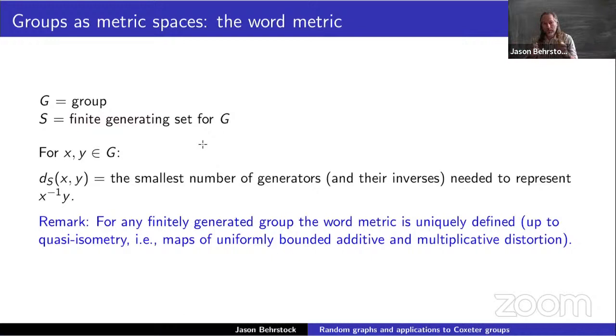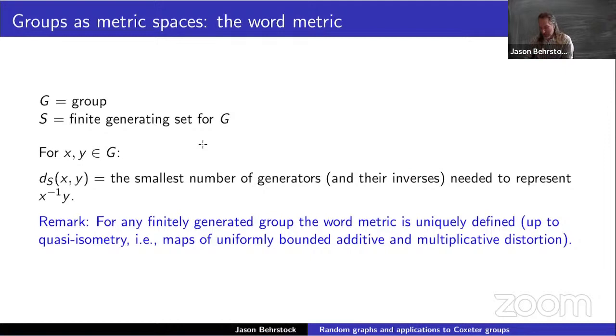But a property that geometric group theorists study is that even though the metric changes, it changes distances only up to uniformly bounded multiplicative and additive error. That's called a quasi-isometry. So no matter which finite generating set you take on a finitely generated group, the metrics change, but they change in a controlled way.